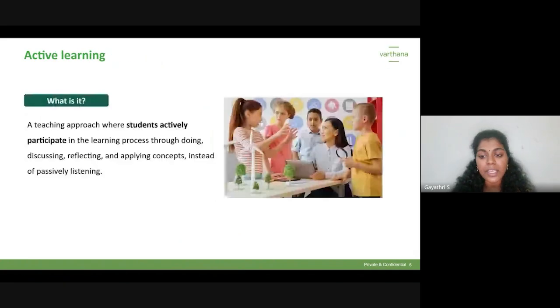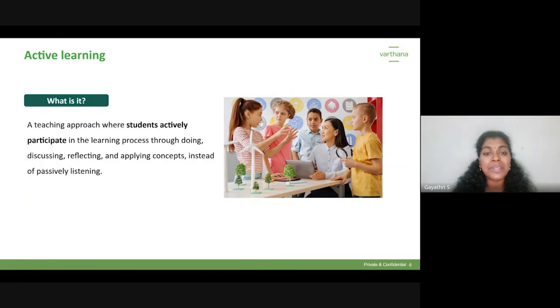Let's move forward. So this is what active learning is. What is the definition of active learning? The entire teaching approach goes by involving the students actively in the entire learning process. How do you involve them? By asking them to do certain tasks, by asking them to discuss and reflect. Basically, you'll encourage them to apply the concept rather than memorizing or just listening to the entire concept.